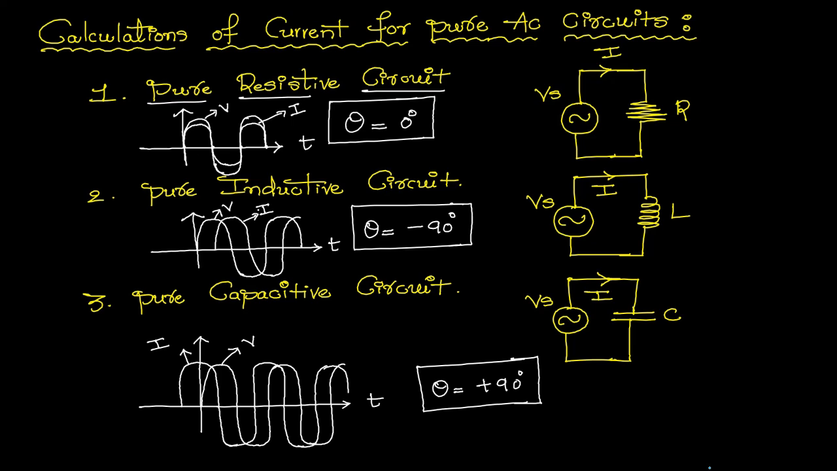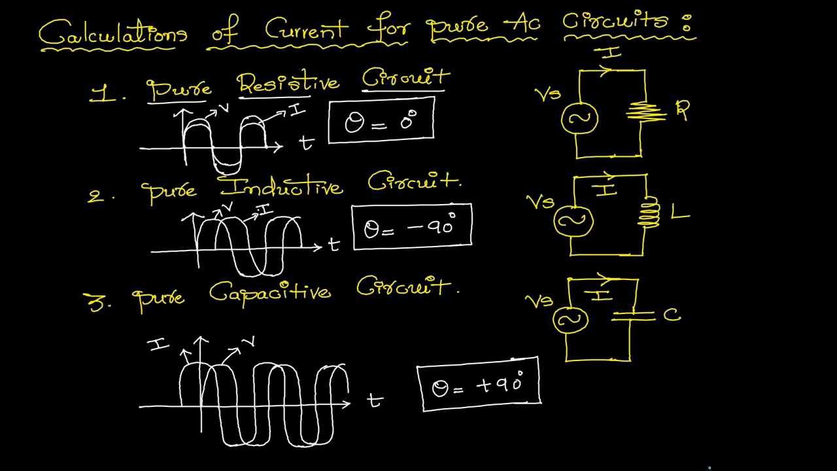Hi friends, in this video we are going to discuss how to calculate the current for a pure resistive circuit, pure inductive circuit and pure capacitive circuit. What is the meaning of pure resistive, pure inductive and pure capacitive circuit? If the circuit consists of only resistance, we call that type of circuit a purely resistive circuit. If the circuit consists of only inductance, we call it a purely inductive circuit. And if the circuit consists of only capacitance, we call it a purely capacitive circuit.